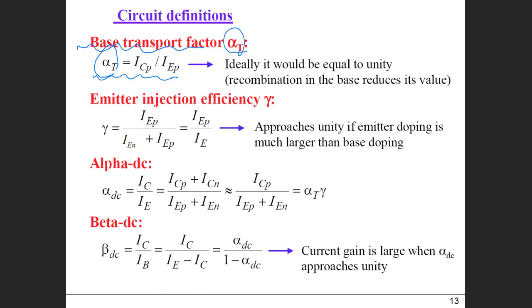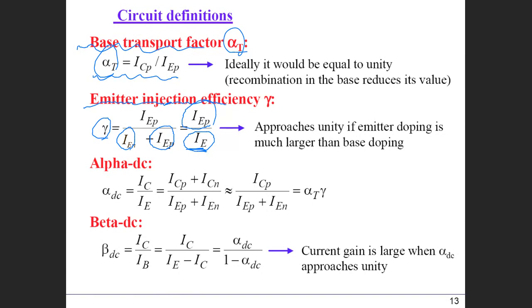And then another one we define is the so-called emitter injection efficiency. The definition of this one is: you have the total emitter current. As I mentioned, for the emitter current, some part comes from your holes, the majority carrier, and some part from your electrons, the minority carrier. Now, out of this current, we define how much portion is contributed by the majority carrier current. That is defined as the emitter injection efficiency.